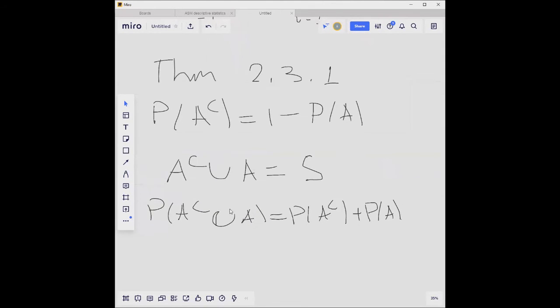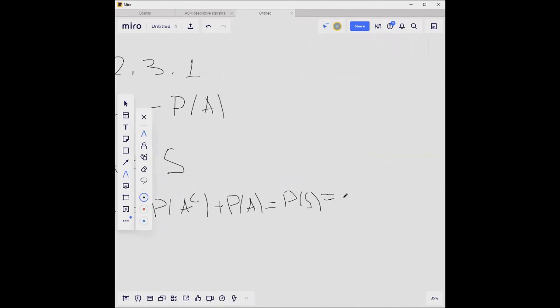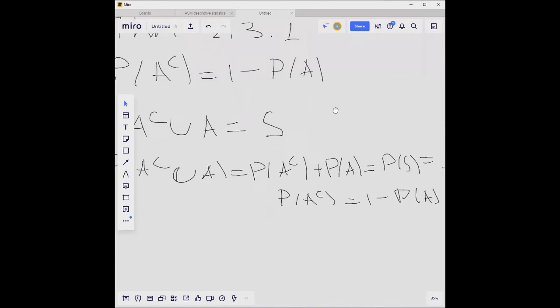Since those two, A complement and A, are mutually exclusive by definition, this sum is equal to 1. So this sum is equal to the probability of the sample space, which is equal to 1. So the probability of A complement is equal to 1 minus the probability of event A. All right, next theorem.